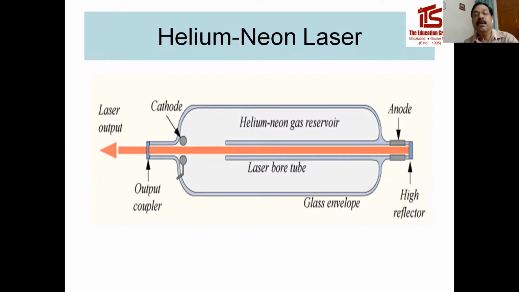The mechanism producing population inversion and light amplification in a helium neon laser originates with inelastic collision of energetic electrons with ground state helium atoms in the gas mixture.